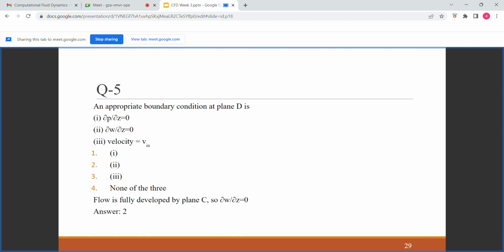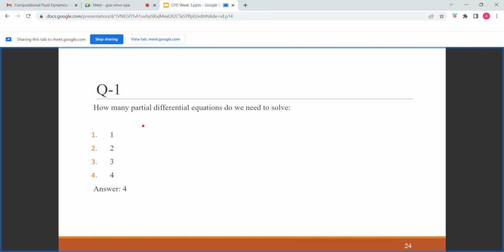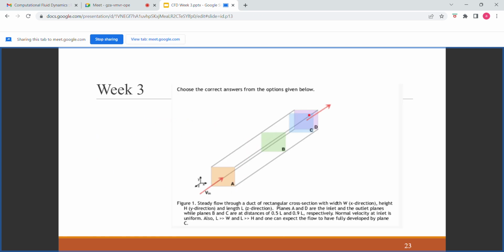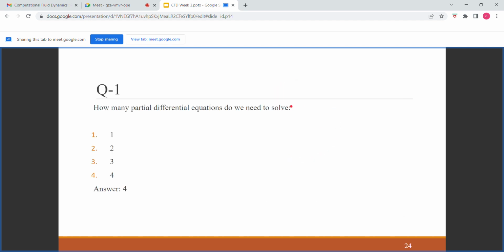An appropriate boundary condition at plane D is given by ∂P/∂Z equal to 0, ∂W/∂Z equal to 0, velocity equal to V in. Which of the options is correct, or none of the three is correct? Let's check in this, A, B, C and D. D is the outlet plane. That is the last plane at the exit, where we have a completely fully developed flow.